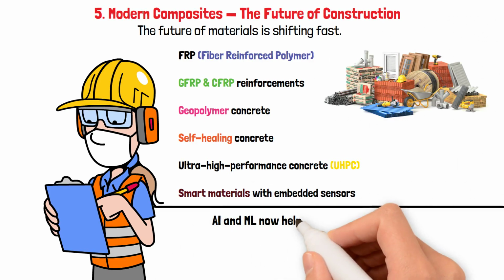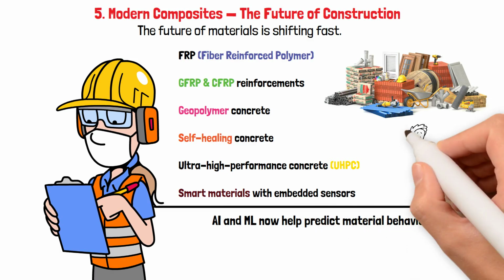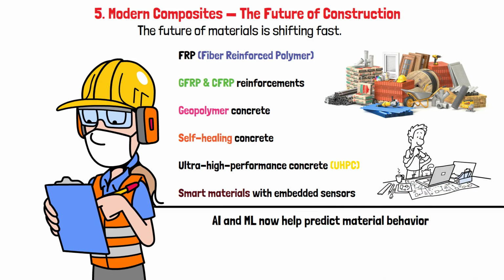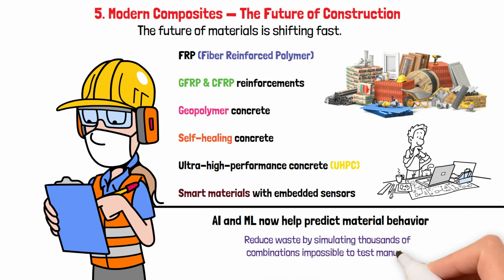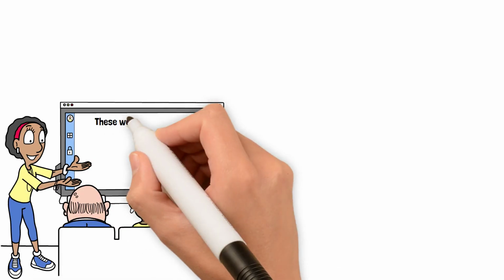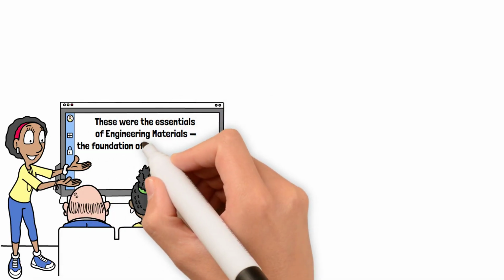AI and ML now help predict material behavior, optimize mix designs, and reduce waste by simulating thousands of combinations impossible to test manually. These were the essentials of engineering materials, the foundation of every civil project.